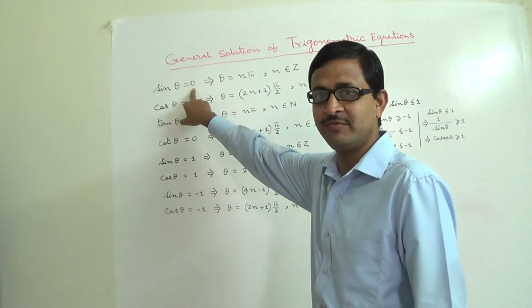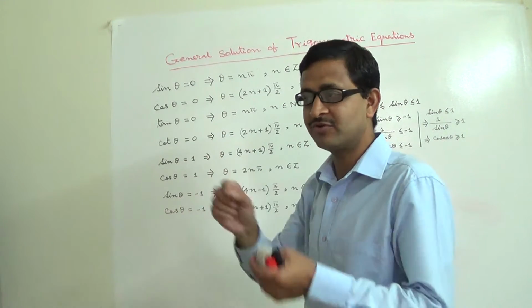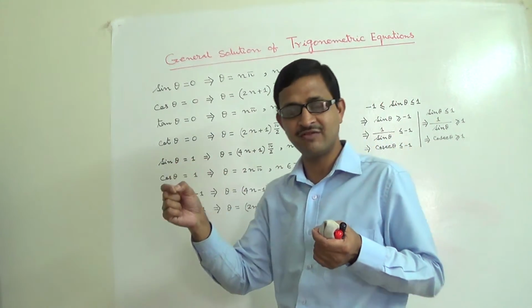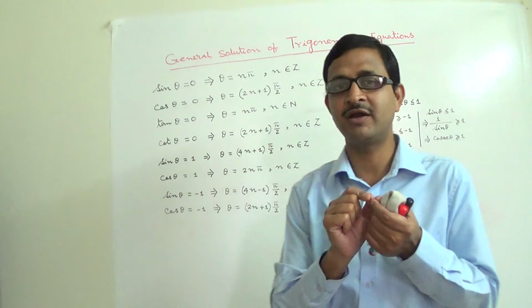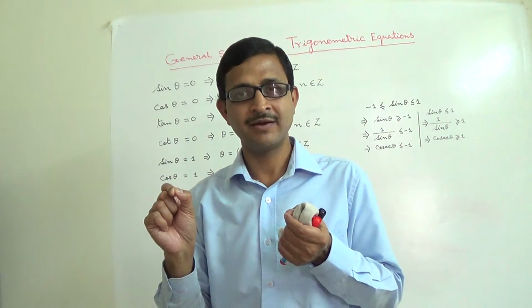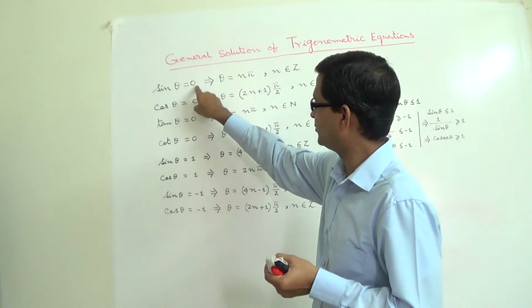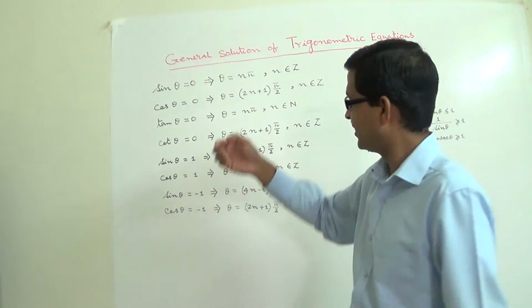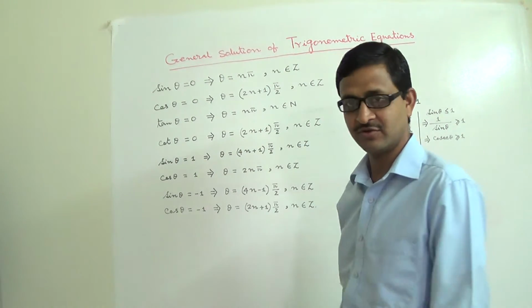Sin theta equal to 0 means what? Sin 0, which belongs to minus pi by 2, which is the requirement for sin theta equal to sin alpha, where alpha should belong to minus pi by 2 to pi by 2. Right? So we can write sin theta equal to 0 equal to sin 0. Then we can apply that general solution and we will get this kind of solutions only.